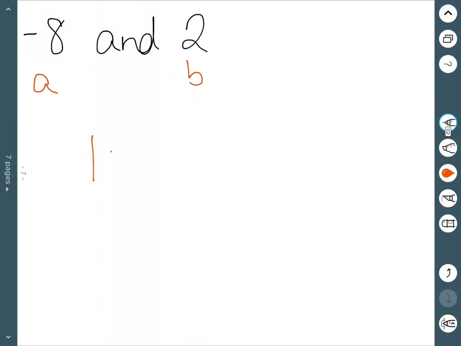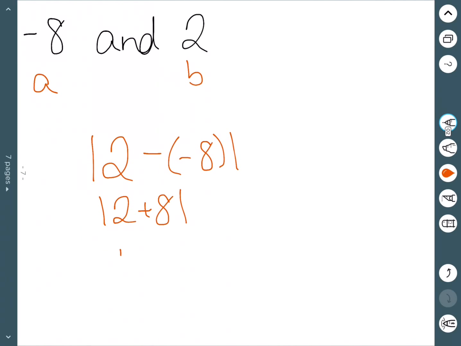Next, let's consider the numbers negative 8 and 2. We'll call negative 8 a and 2 b. So I have the absolute value of b minus a. So 2 minus negative 8. So it's the same thing as 2 plus 8, which is 10. And the absolute value of 10 is 10. So the distance between these two numbers is just 10. So it is important to watch your signs. The majority of the time when people mess up doing these distances, it is a matter of a sign issue. So make sure if you're subtracting a negative, you are actually adding.